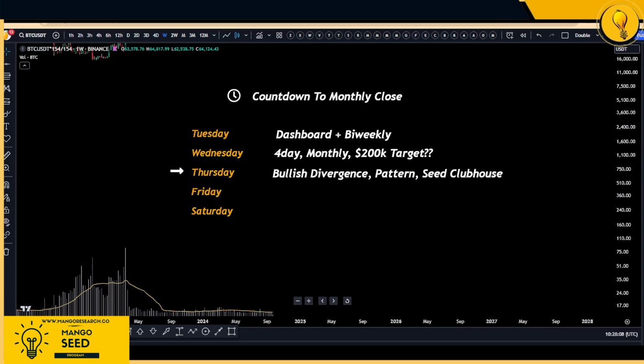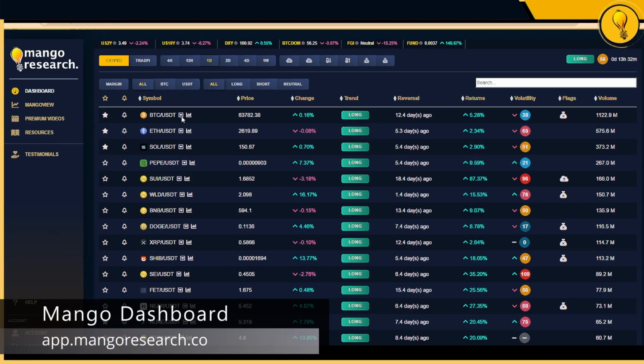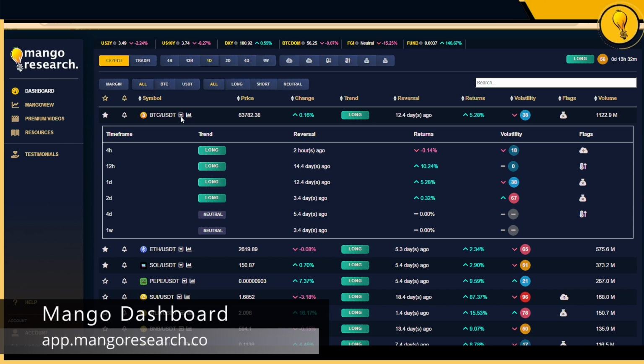All right, with that, let's go ahead and jump right into it. We're going to start off with the Mango dashboard right over here. We're going to hit the drop down, and this picture just keeps getting better and better. We have volatility now compressed down to 0 on the 12-hour time frame, implying that we are going to be seeing an imminent move very soon.